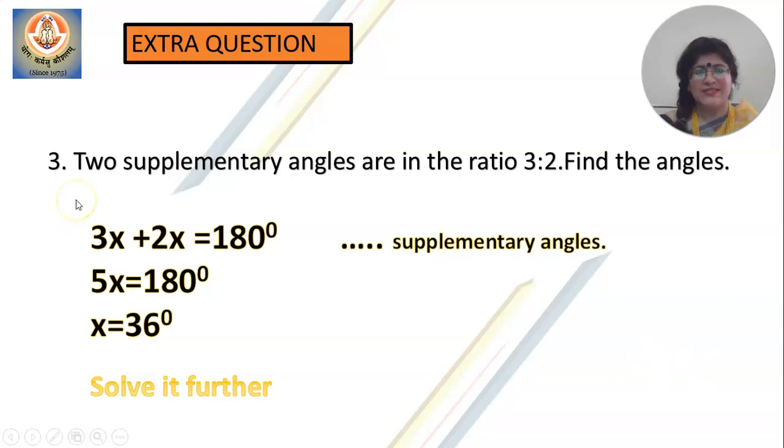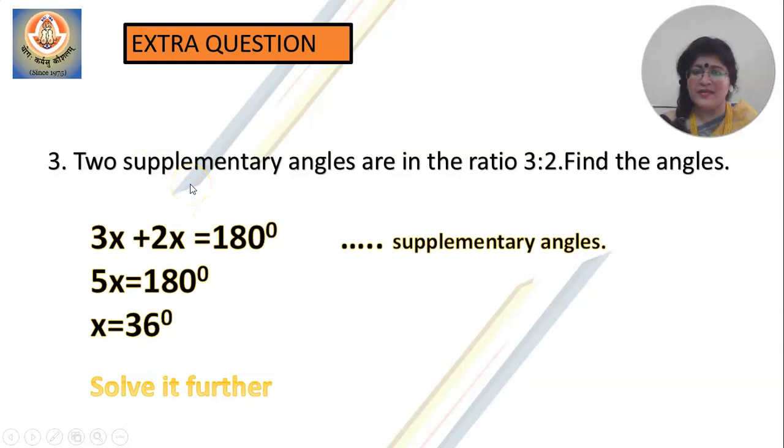This is the third question. Two supplementary angles are in the ratio 3:2. Find the angles. We just did a similar type of problem. Only thing in that slide, it was complementary angles. Here it is supplementary angles.